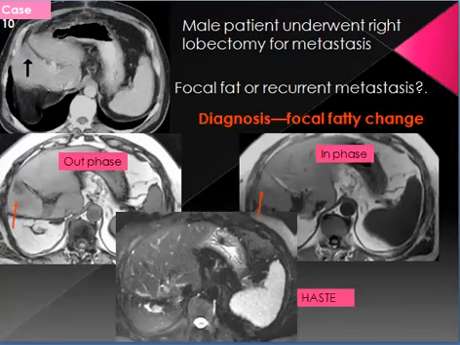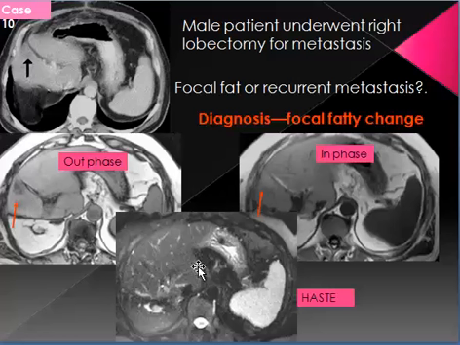The male patient underwent right lobectomy. There is a definite defect here for metastasis. Focal fat or recurrent metastasis? There is here an area of low density, but the enhancement is minimal, no enhancement. This is the in phase and this is the out phase. In the out phase it is black.